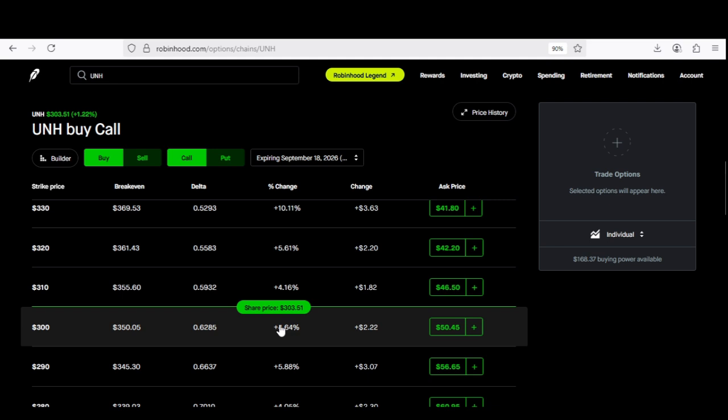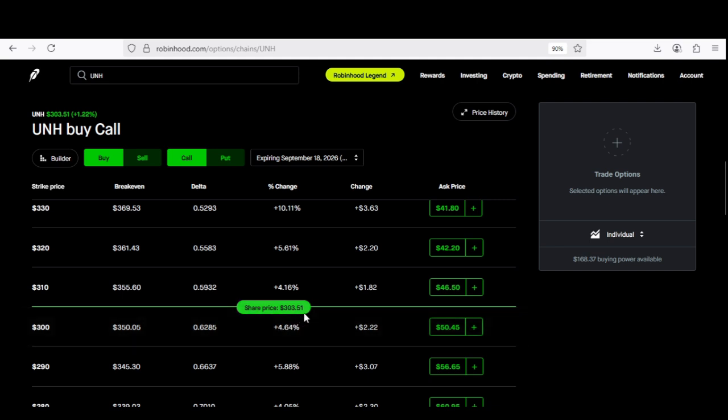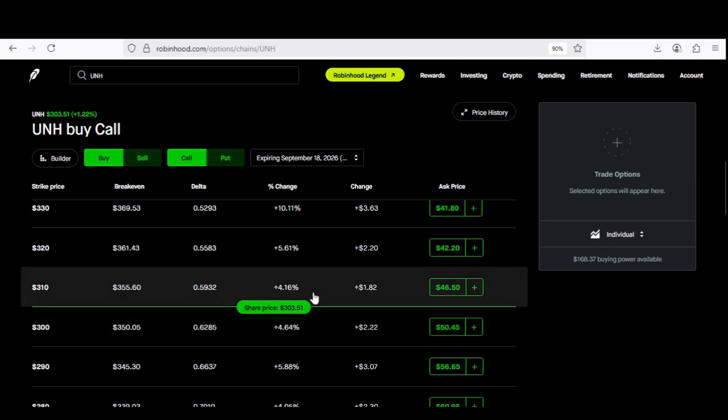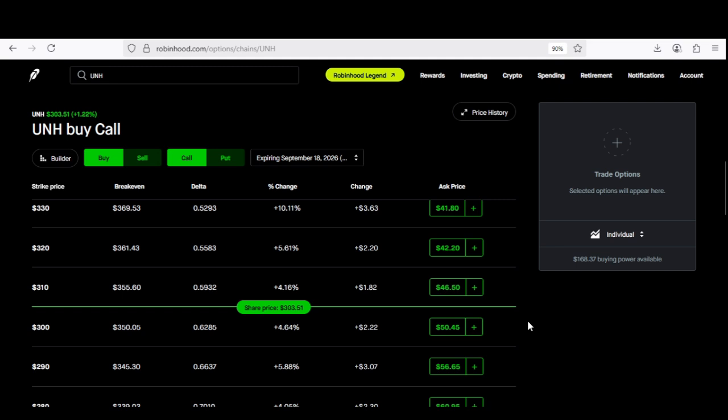100 shares outright would cost you around $30,000. Now, by utilizing the LEAPS option, you're able to control 100 shares for only $5,045, which is a fraction of the cost if you were to buy it outright. So, if you are trading with a small account portfolio, this is going to work out perfectly for you. Now that you have the LEAPS option in your portfolio, what are you going to do with it?